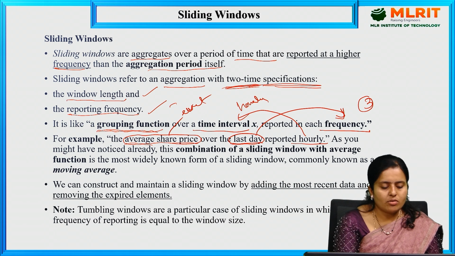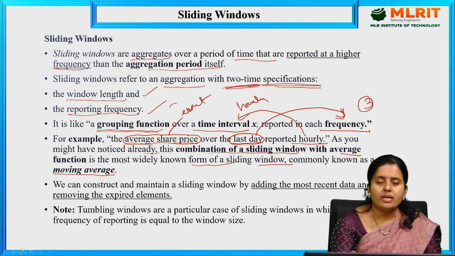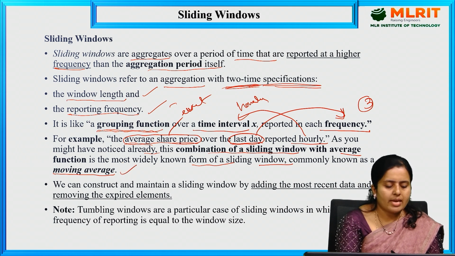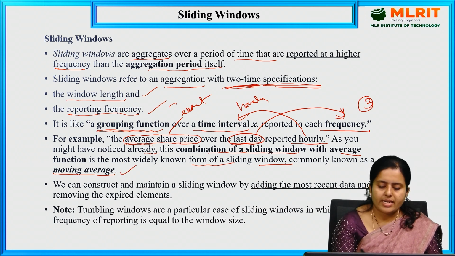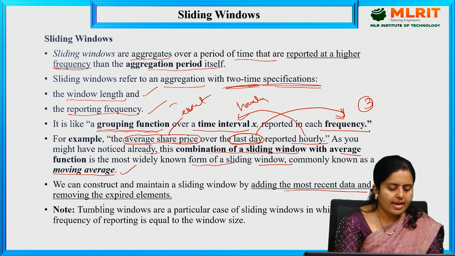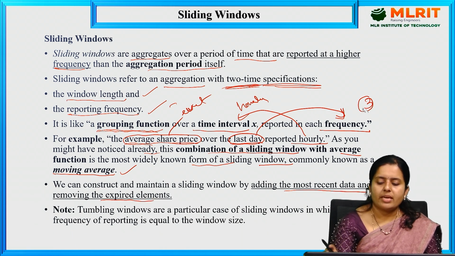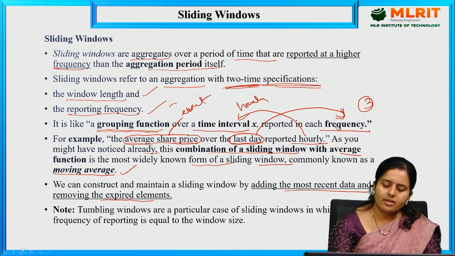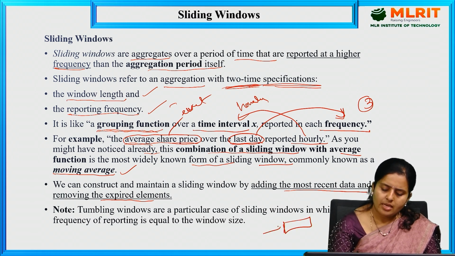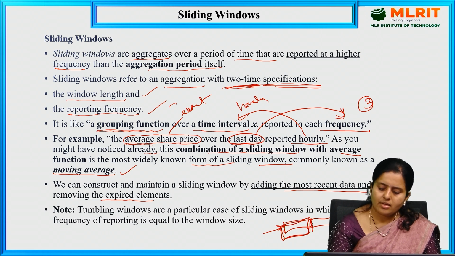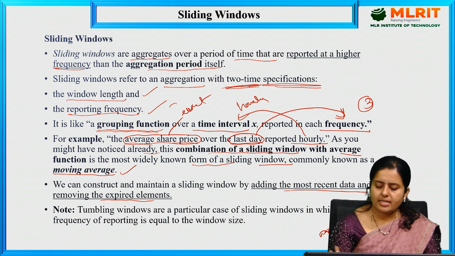As you might have already noticed, this combination of a sliding window with an average function is the most widely known form of a sliding window, commonly known as a moving average. We can call it a sliding window as well as a moving average. We can construct and maintain a sliding window by adding the most recent data and removing the expired elements. If the data is flowing continuously, we can ignore the past data and stick to the present data.